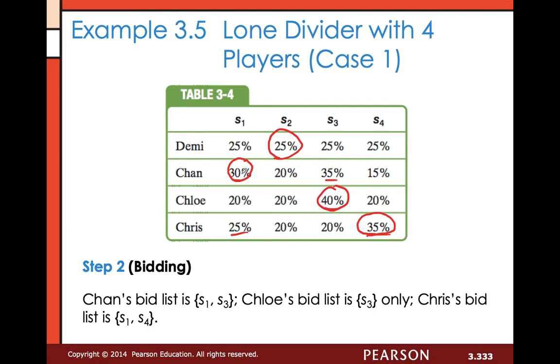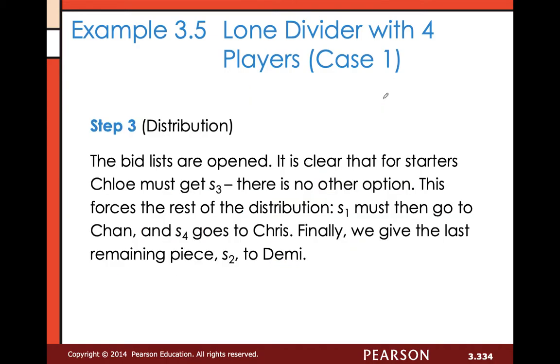So really the only player that didn't get their top choice would be Chan. And the only one that he valued more than S1 was S3, so he could try to trade with Chloe for S3, but it doesn't look like Chloe's going to be too interested in S1. While it might not be the ideal choice for all of them, it would be a fair choice for all of them, being that it was more than 25% of the total piece.